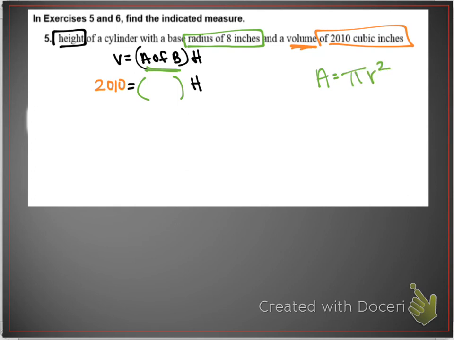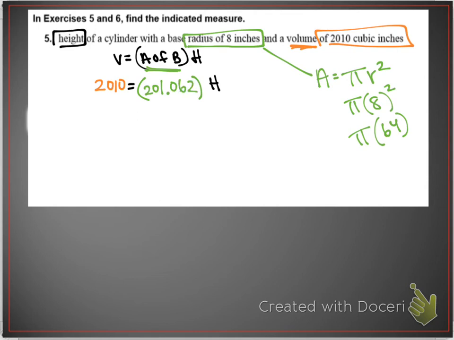So the area of a circle is pi r squared. So we're going to plug in the radius so that we can plug in the area of the base. So 8 squared, which is 64. So 64 times pi is 201.062. So if you look, the area of the base is multiplying times the height.